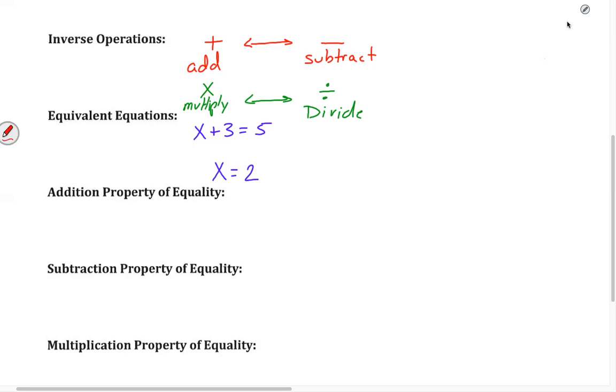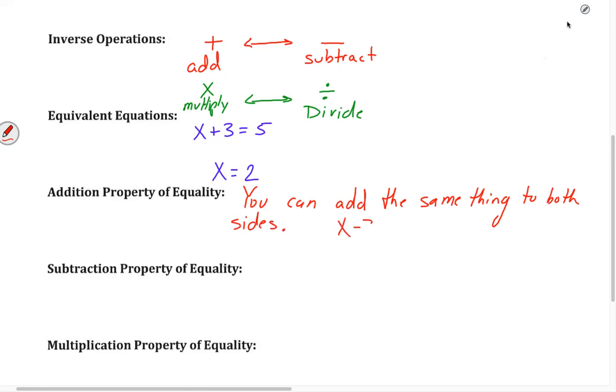Now, the addition property of equality says you can add the same thing to both sides. Meaning this. Well, what if I change that to x minus 3 equals 5? This addition property of equality says I could add 3 to both sides of my equation. Minus 3 and plus 3 cancel out, and I would get 5 plus 3 is 8. Now notice those two things are the same. 8 minus 3 is 5.